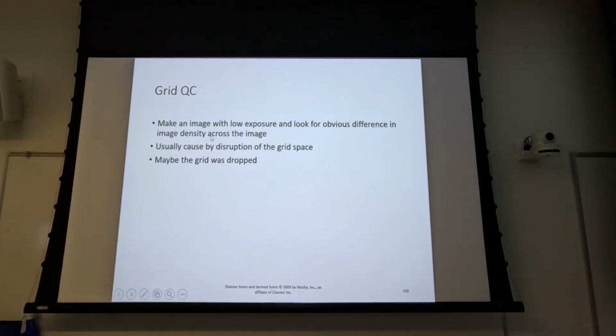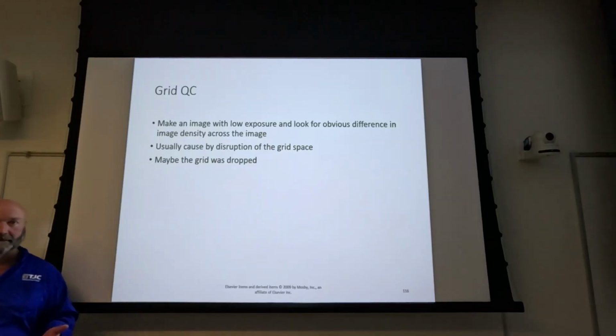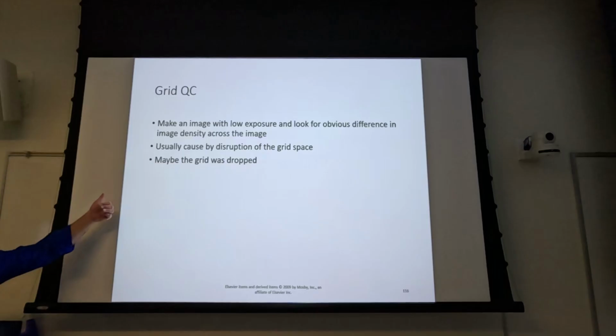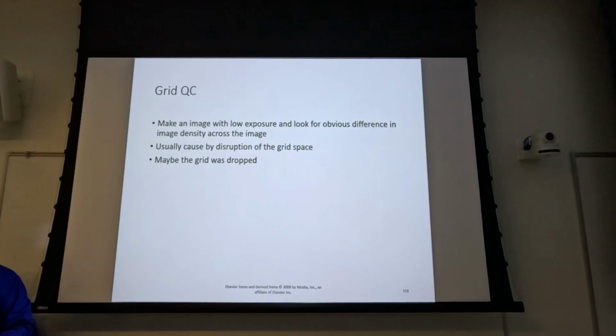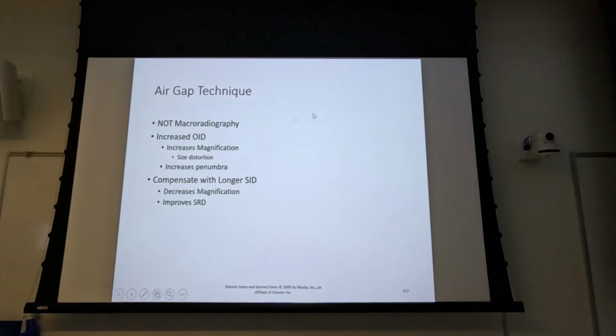So grid quality control, what we would do is make an image and put the grid on the image receptor, take an X-ray and look for density differences across the face of the image. What might cause a grid to not be any good anymore is generally if they're dropped and it damages the spacing of the grid strips, whatever. But all we have to do is take an X-ray and look at the image to see if there's any kind of differences.